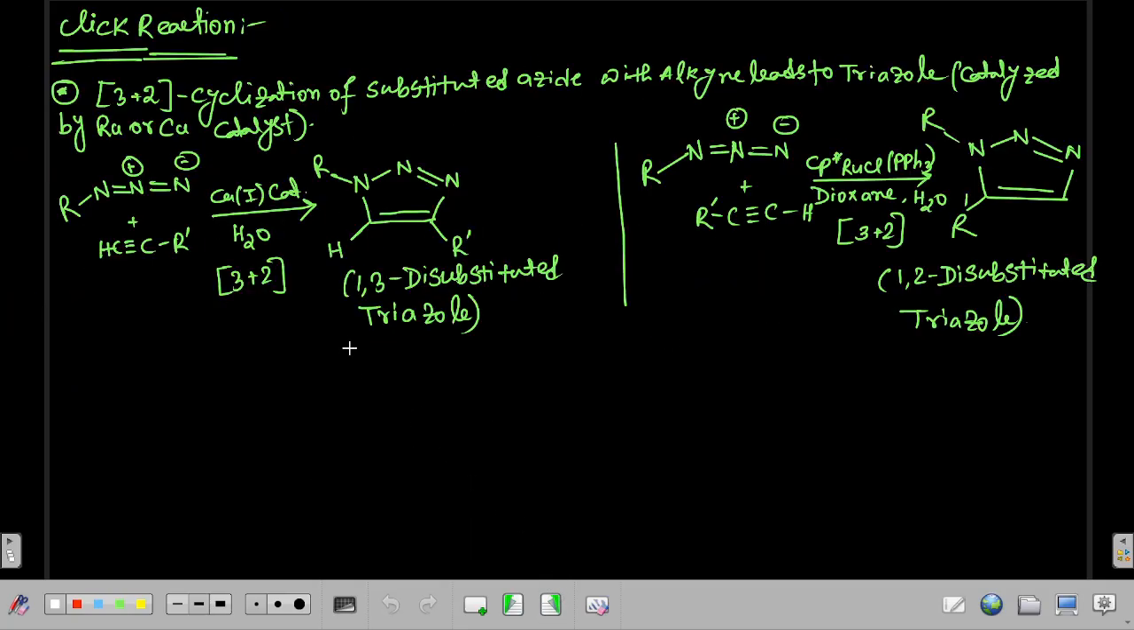Next is the click reaction. This is a 3+2 cyclization of a substituted azide. This is a substituted azide with an alkyne, and it leads to the formation of the triazole. This is a triazole. This is a fully substituted triazole.